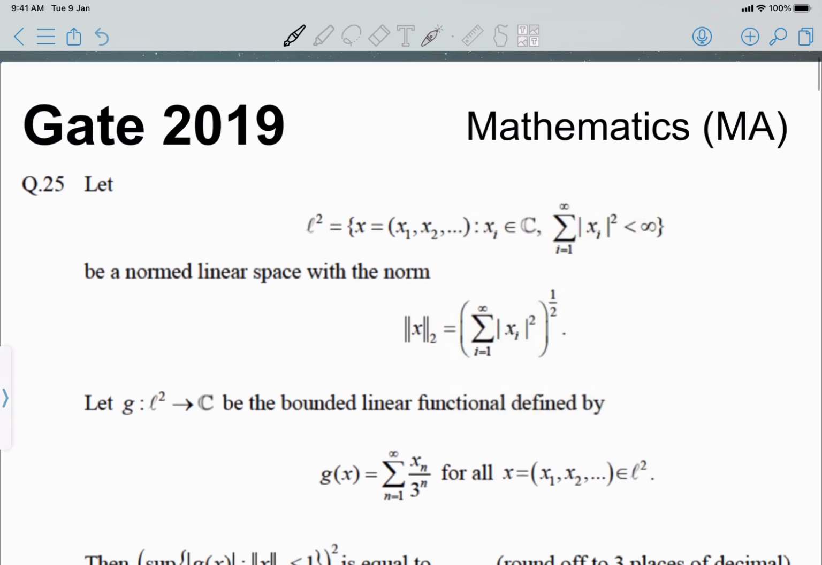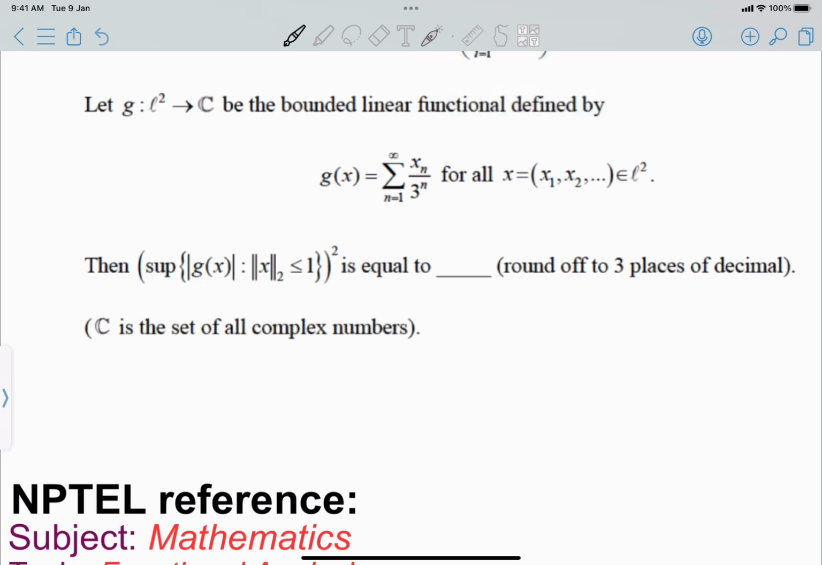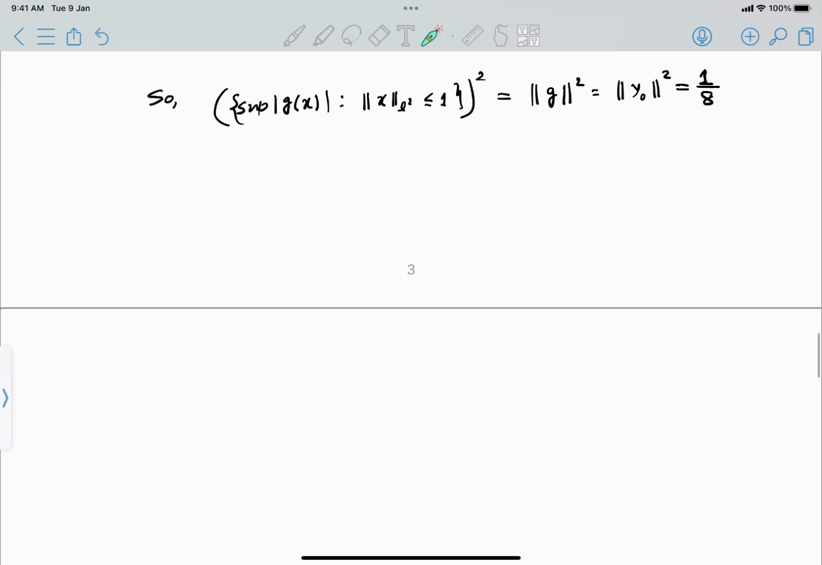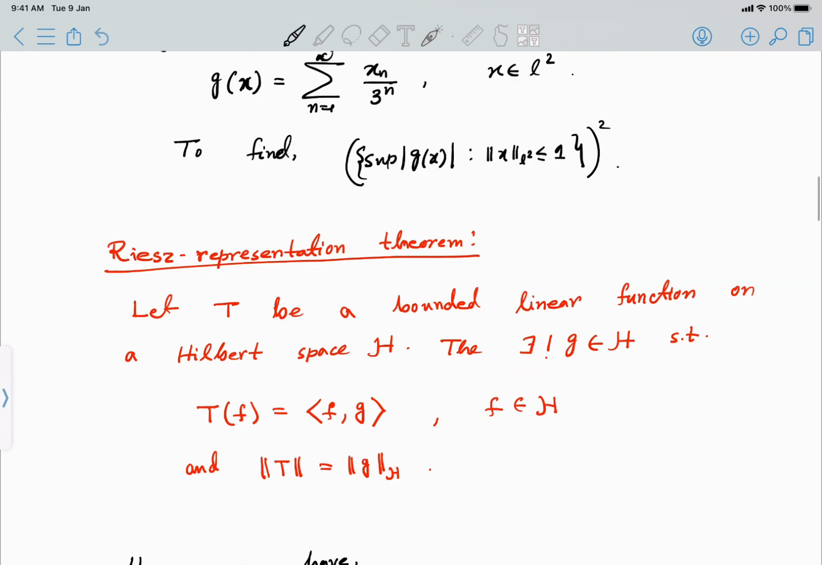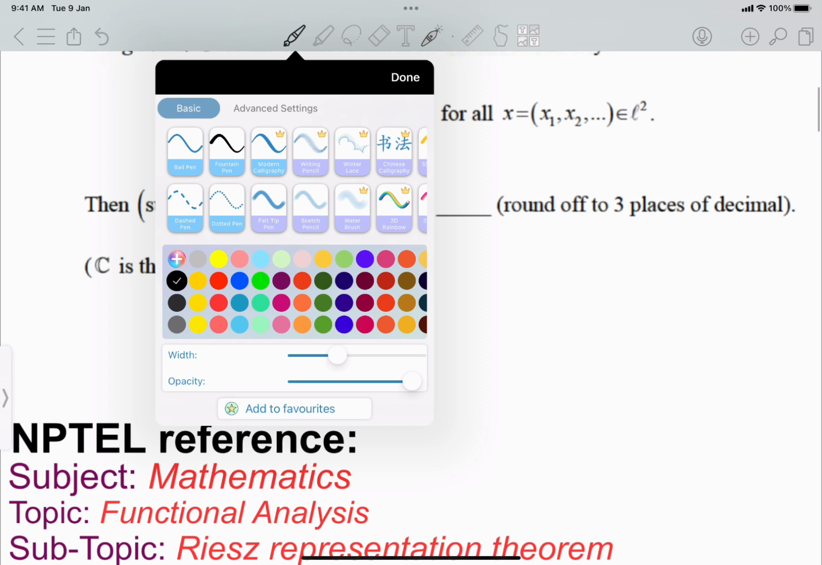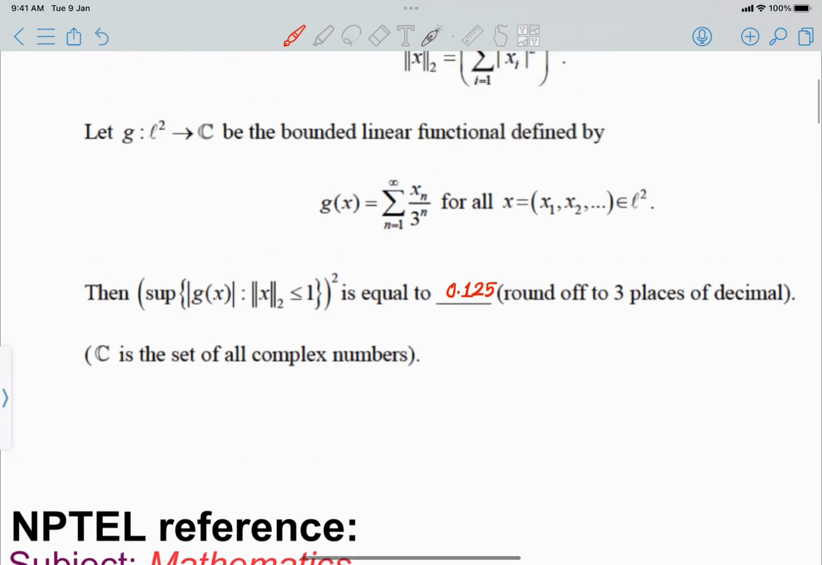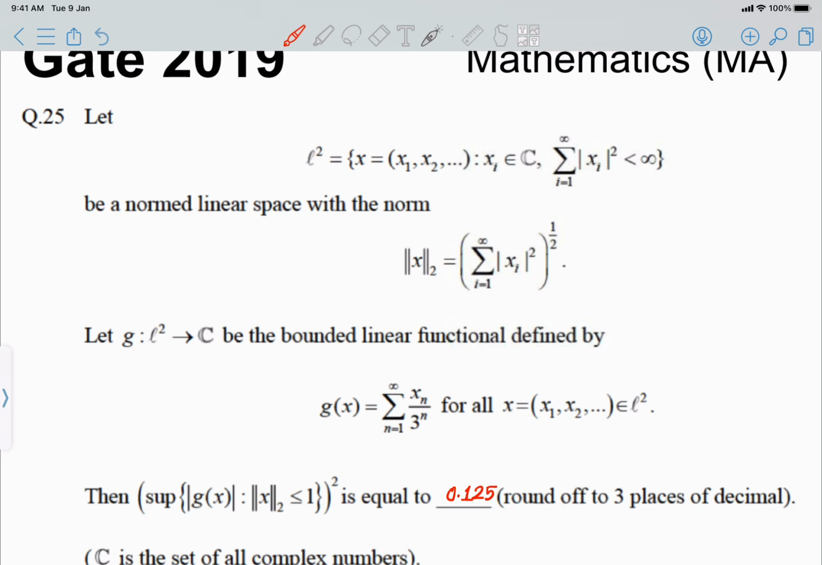Okay, so this is what we have got. We have to write it rounded to 3 decimal places. So 1 by 8, written in decimal expansion, is 0.125. So the answer is 0.125.